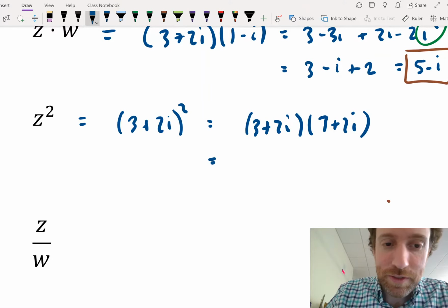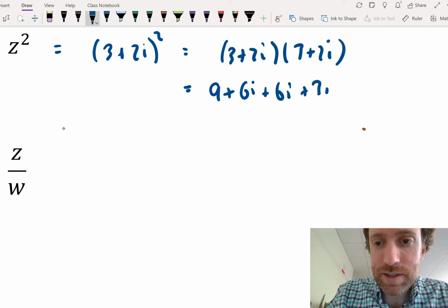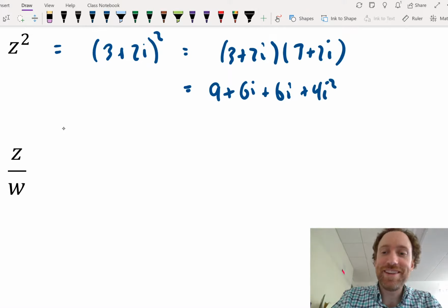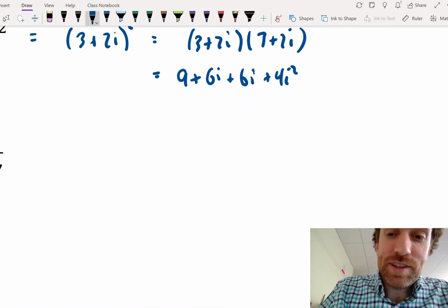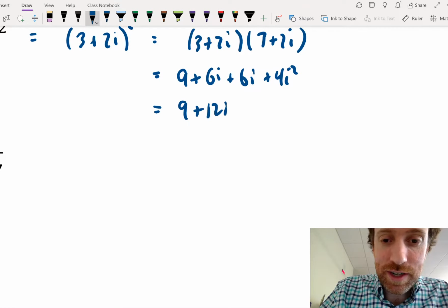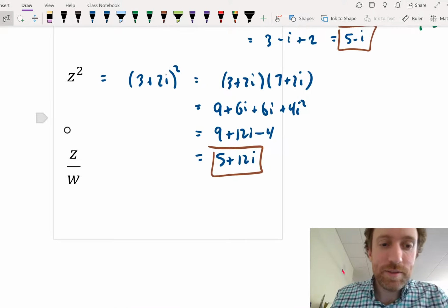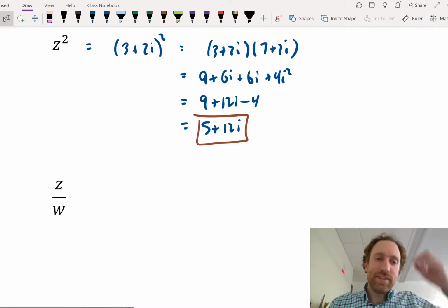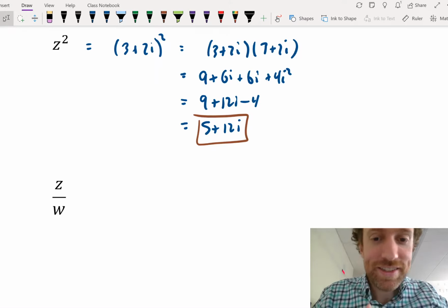Let's distribute. This is 9 plus 6i plus 6i plus 4i squared. I got it. I figured it out. Don't worry. Don't panic. And then i squared is -1. So this 4 becomes -4. So we get 9 plus 12i minus 4, which finally combines to 5 plus 12i. And there you go. That's your answer for z squared. As you see, this is kind of a pain. Imagine computing something like z to the 4th. There are easier ways to do this, but they are much more fancy, and I'm not going to teach them to you in this class. Sad face.